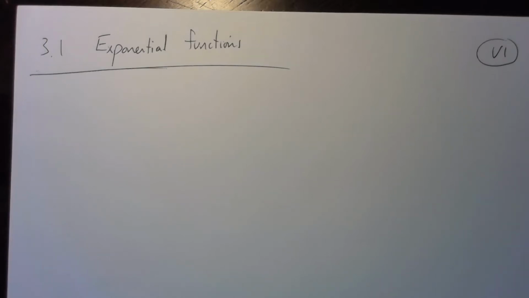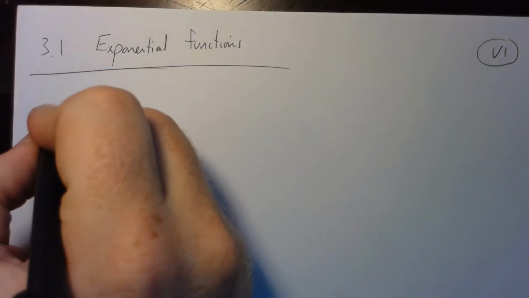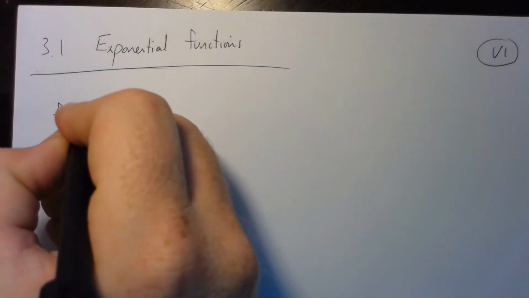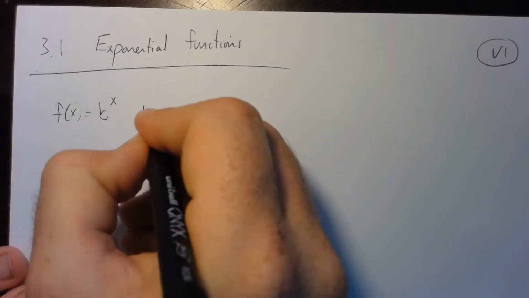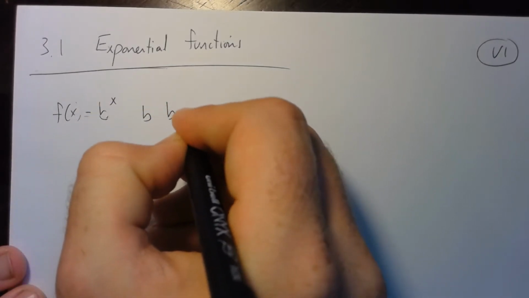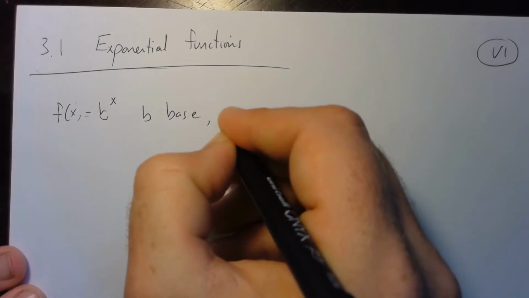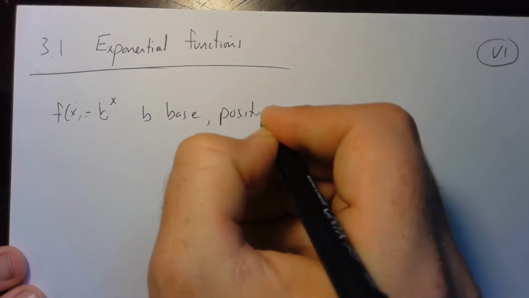In this video, we'll be looking at the basics of exponential functions: what they are, what their graphs look like, and what their equations look like. So the basic exponential equation is going to look like f of x is equal to b to the power of x. We would denote b as the base, and it also always has to be a positive constant.